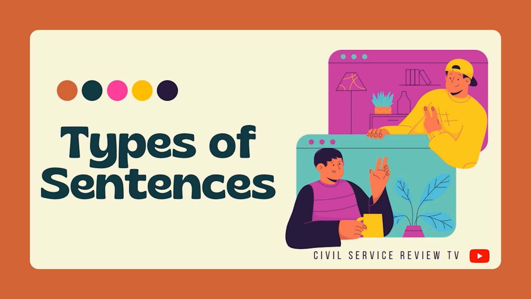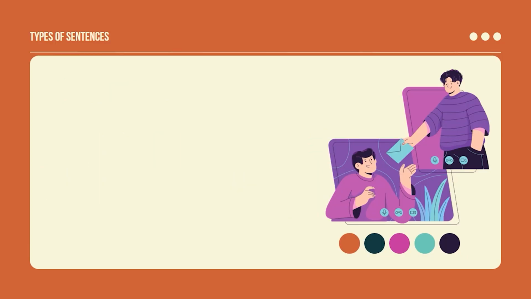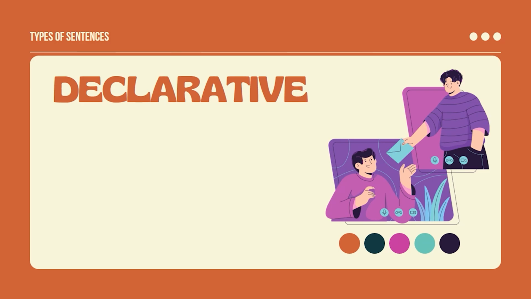Well, we are going to discuss for this video the types of sentences. This may be as easy as 1, 2, 3, but this is as important as learning the ABCs. So, for our first type of sentence, we have the declarative.